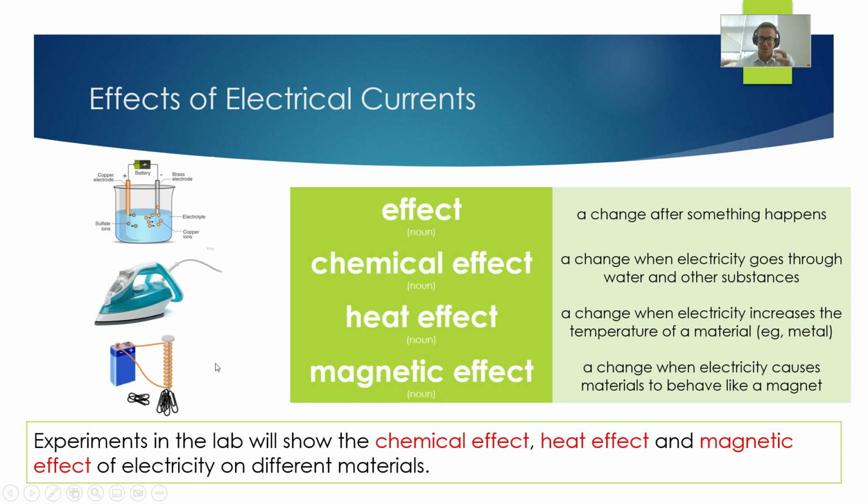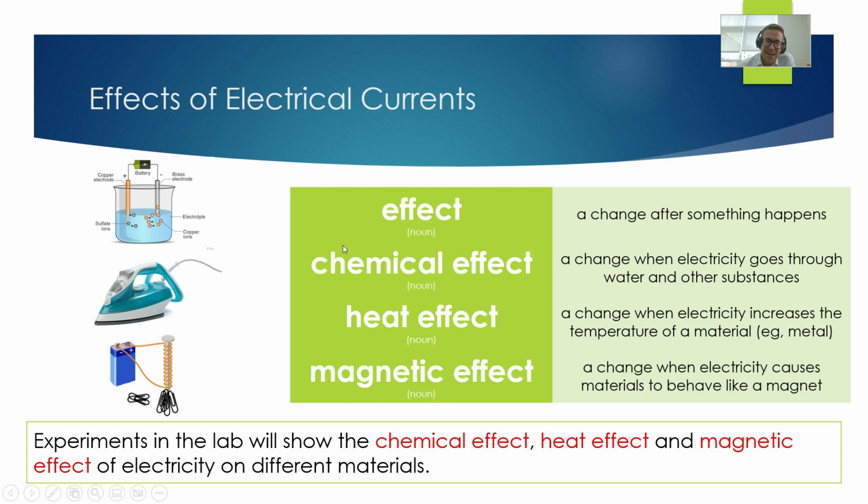So that's when metals come close together like a magnet. So the electricity in this battery changes the wire and the nail to behave like a magnet to these paper clips. For example, experiments in the lab will show the chemical effect, heat effect, and magnetic effect of electricity on different materials.